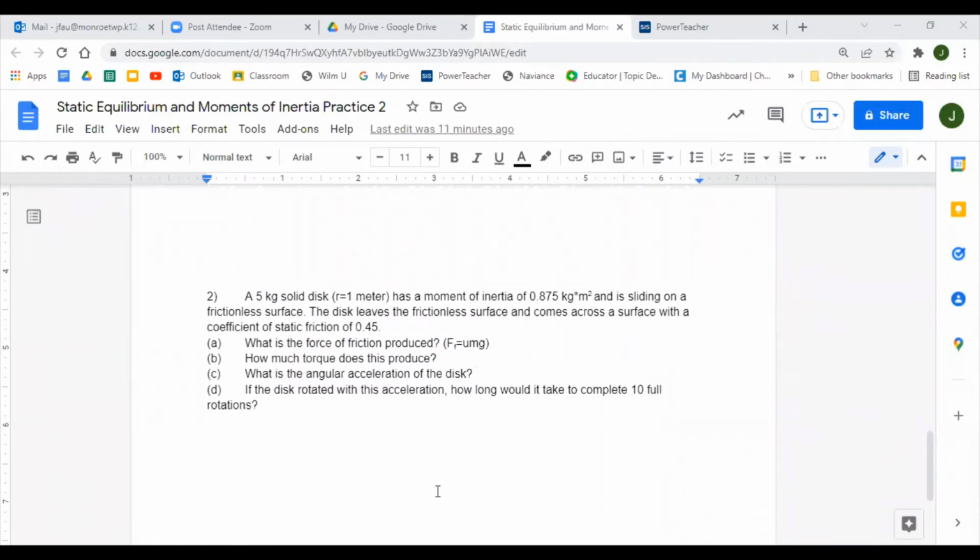2. A 5 kilogram solid disc, 1 meter, has a moment of inertia of 0.875 kilogram meters squared and is sliding on a frictionless surface. The disc leaves the frictionless surface and comes across a surface with a coefficient of static friction of 0.45. What does the force of friction produce?